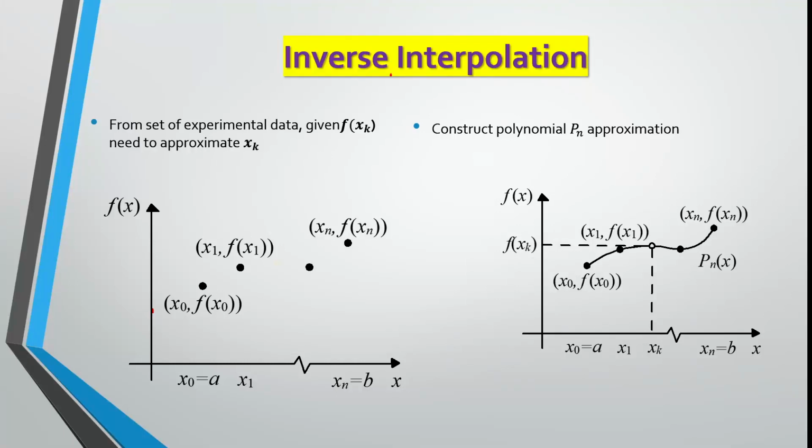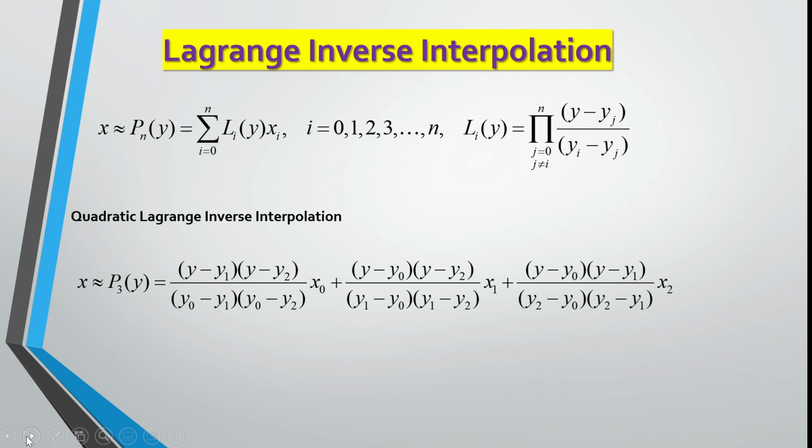Inverse interpolation is actually the reverse. Given the f(xk), or the y value, you want to approximate back what the x value is. So if we use the Lagrange inverse interpolation formula, just now we wanted to approximate f(x), but now for inverse, given the y value, we want to approximate the x. What is the x value there?